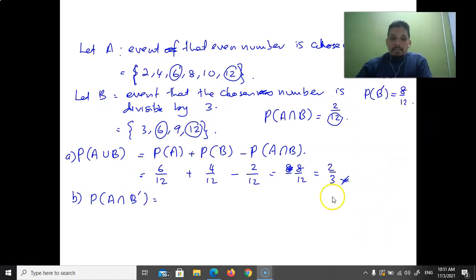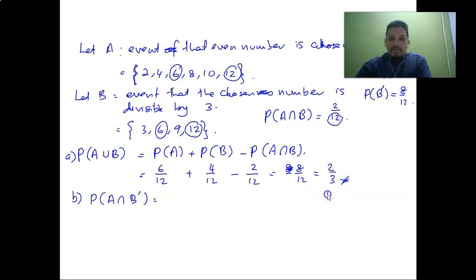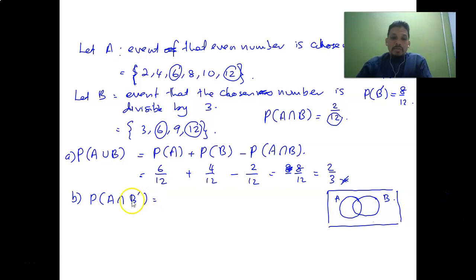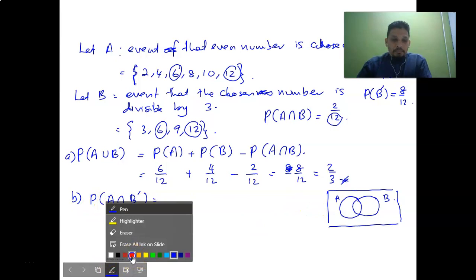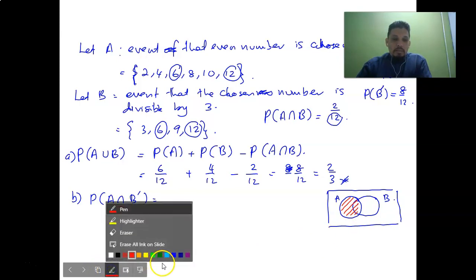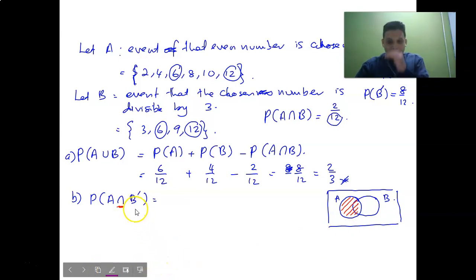Okay, class. If I try to elaborate this using, let's say, this Venn diagram. This is an event of A, and this is an event of B. So the probability of A intersect with the probability of B complement.